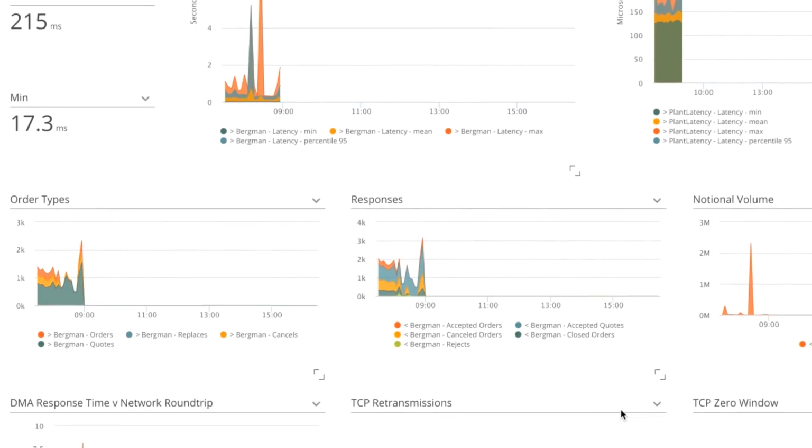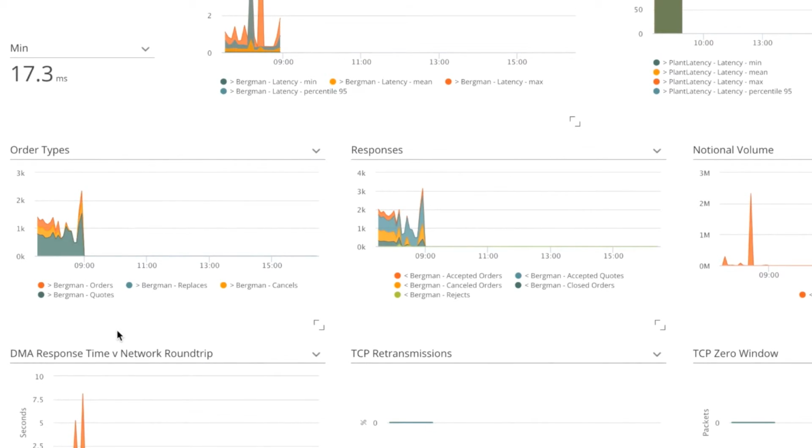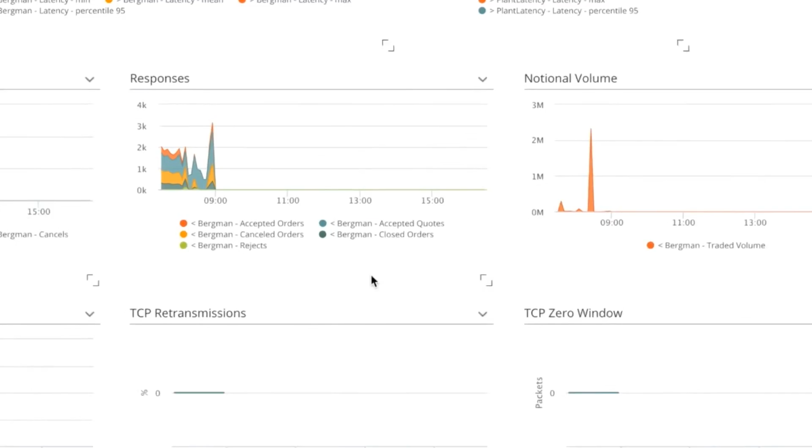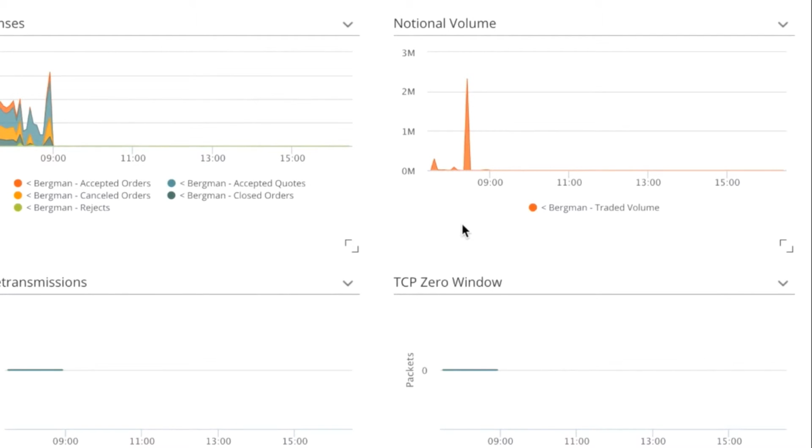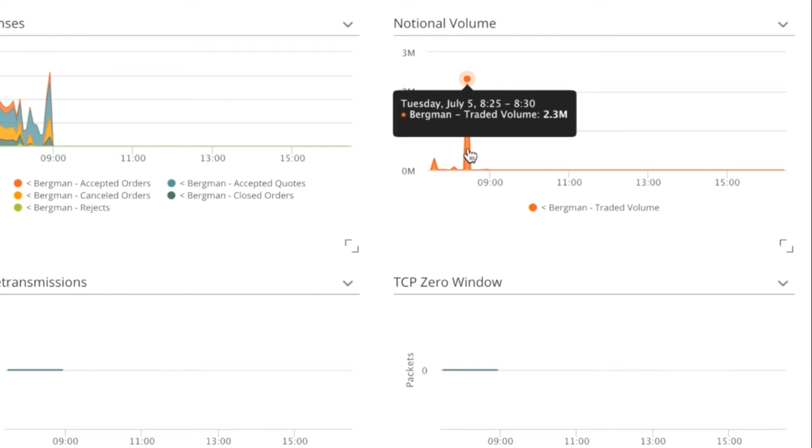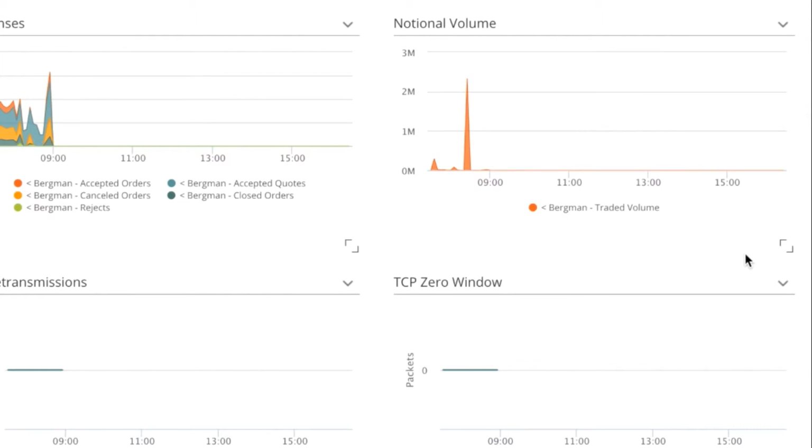If we scroll down a little bit further, we can see their order types or their message types have been broken down. So in this case, it looks like the majority of their activities is on quotations, and we can see the responses back from those messages they're sending in. The notional volume here is the actual traded volume, and we can see here just before 9 o'clock there was quite a large spike.